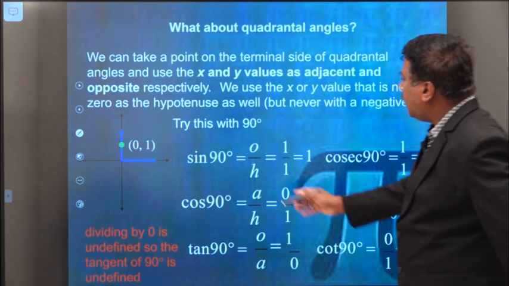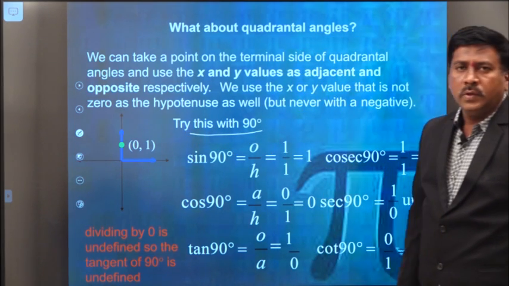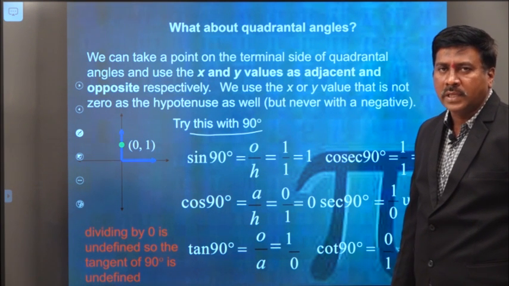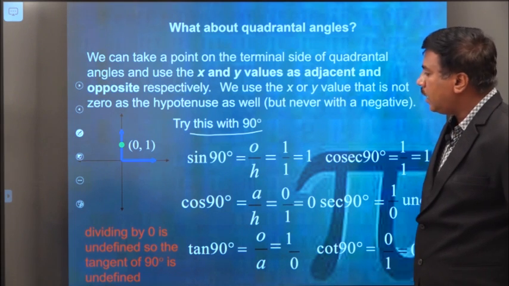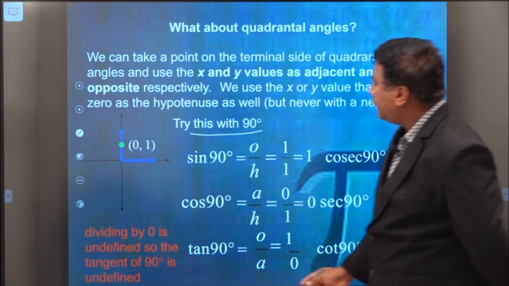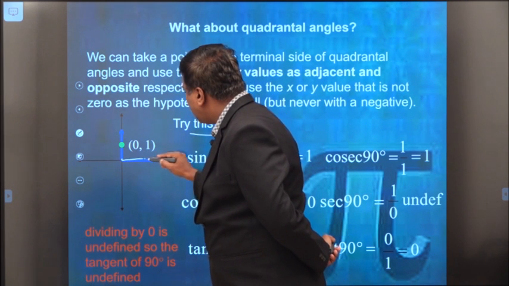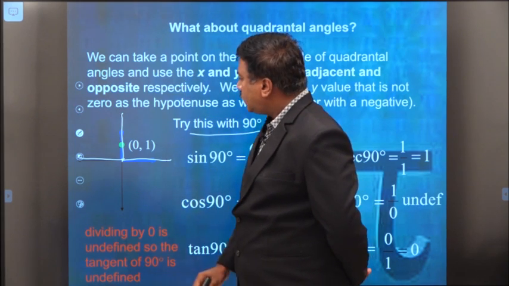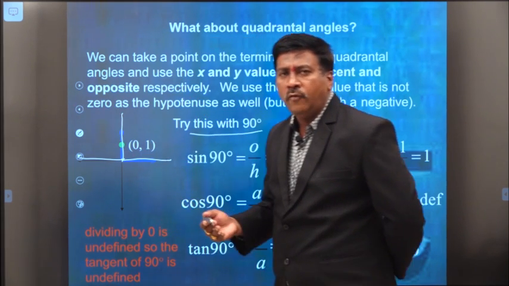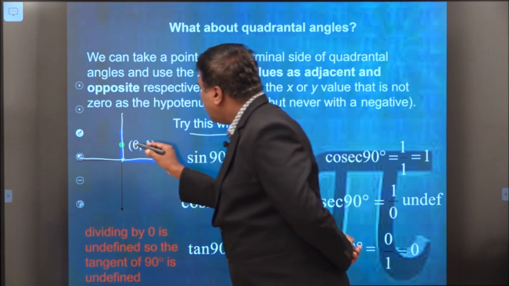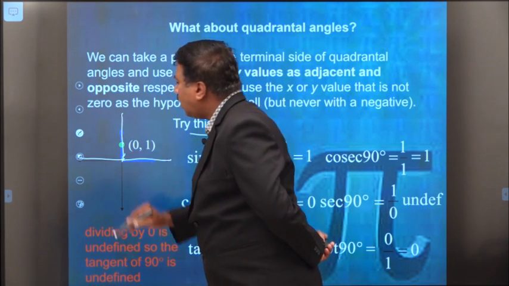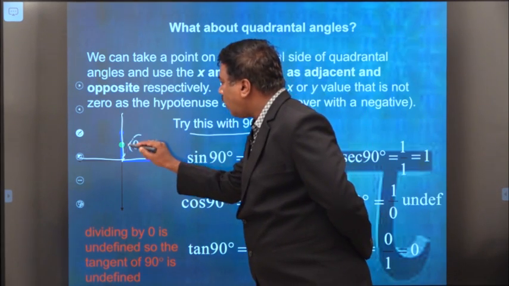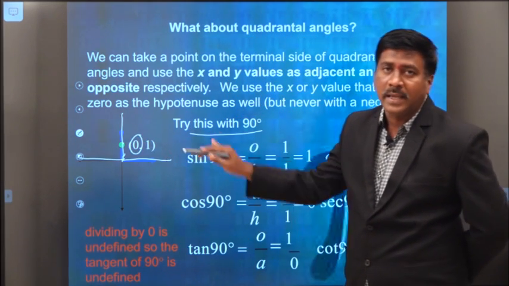Therefore, try this with sine 90 degrees. At that particular point, 90 degrees, how do we find the values of sine, cos, tan and the cosecant, secant and cot values? Please all of you see this. This is the positive x-axis, this is the negative x-axis and this is the positive y-axis. We have to find the value for sine 90 degrees. This point lies on the positive side of the y-axis, so the x coordinate value is 0.